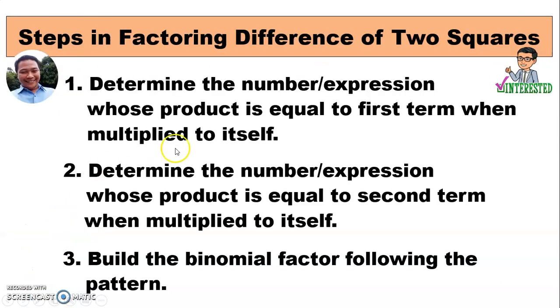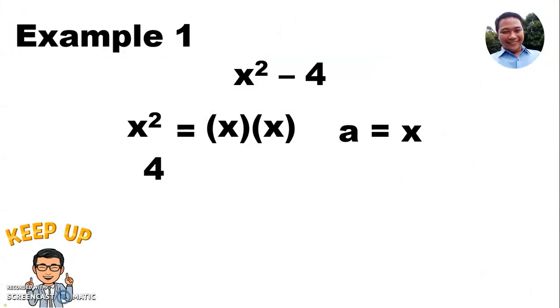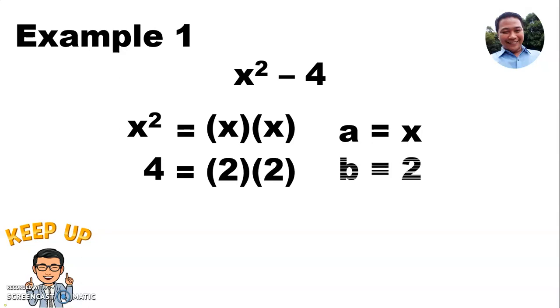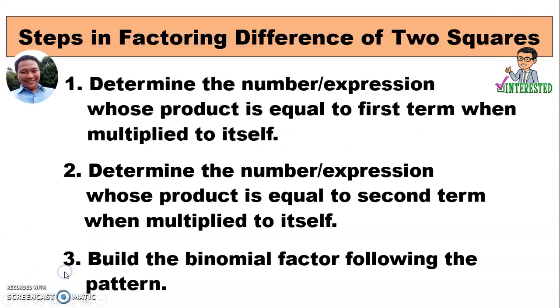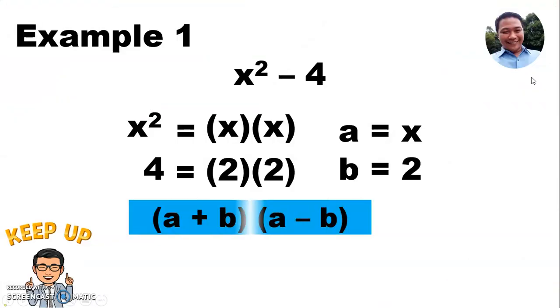Second step, determine the number or expression whose product is equal to the second term when multiplied to itself. The second term here is 4. So what number when multiplied to itself is equal to 4? Yes, it's 2. So b here is equal to 2. And the last step, build the binomial factors following the pattern. What is the pattern again? a plus b multiplied by a minus b.